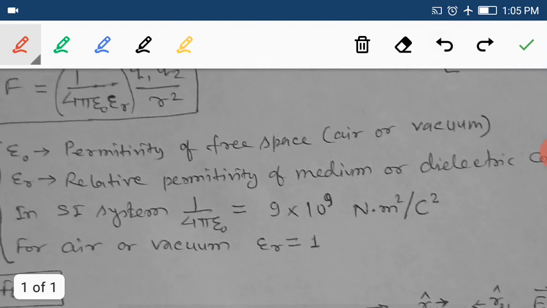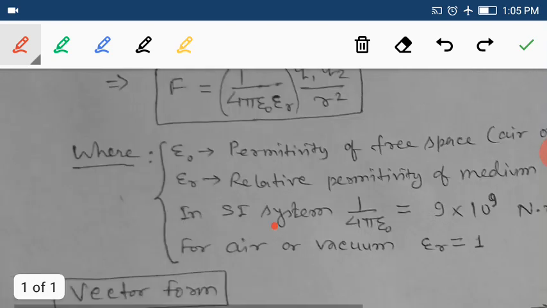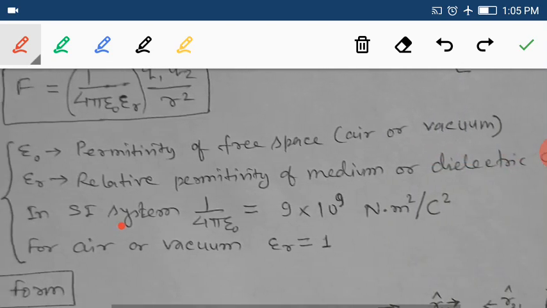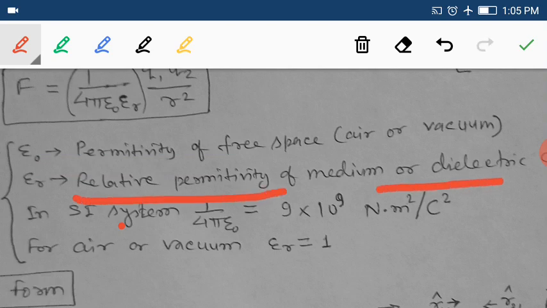First of all, epsilon 0. It is known as permittivity of free space. Okay, epsilon 0 is the permittivity of free space. What is free space? It is simply air and vacuum, both are known as free space. Then what is epsilon r? Epsilon r is the relative permittivity. It is also known as the dielectric constant of the medium. See, either permittivity or dielectric constant of the medium, which we are denoting by epsilon r. Okay.